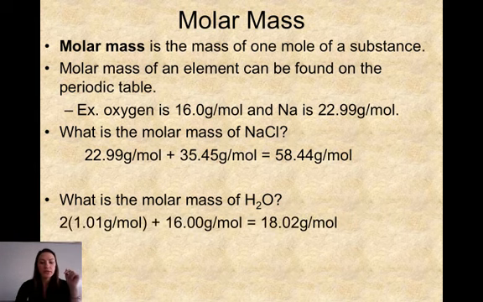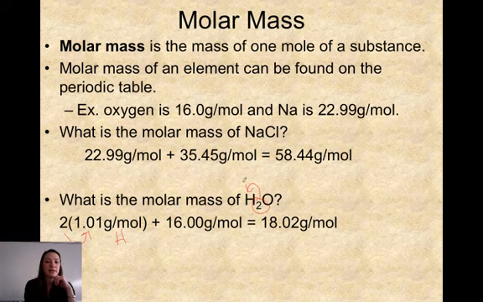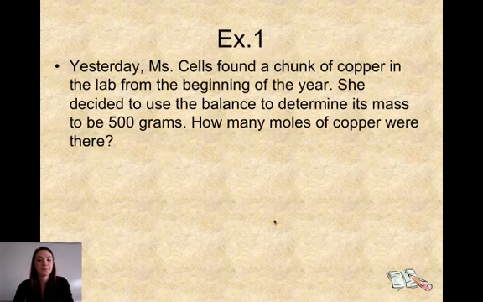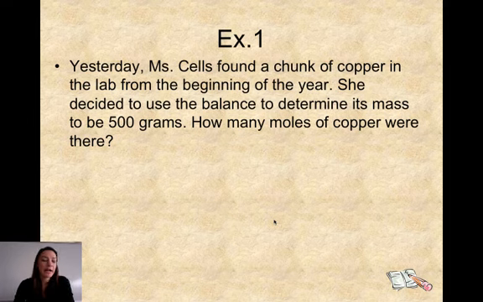So if you notice in my calculations, I've got this 2 times 1.01. This is the mass of hydrogen, okay? But there are 2 hydrogens, so I have to make sure there are 2 of them, plus 16, and there's only 1 oxygen, okay? So you get 18.02 grams per mole as your molar mass of water. Alright, so now we're going to use this to bring it into stoichiometry.